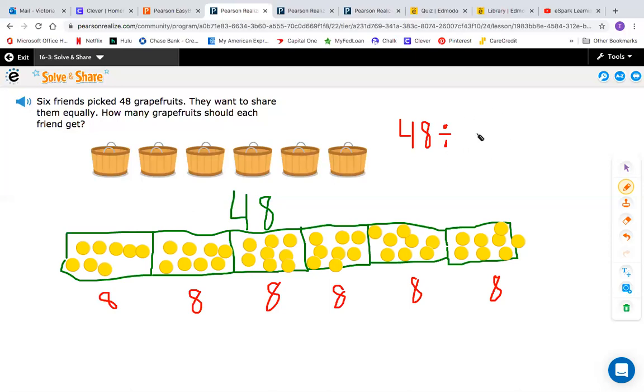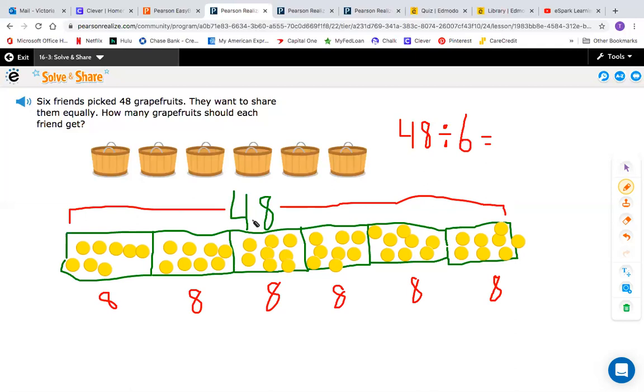So when I said my second number has to be the amount of groups I have, I have 1, 2, 3, 4, 5, 6. I have 6 groups. So that's my second number, 48 divided by 6. Now remember, 48 is my total. I can't have more than 48 because that's my biggest number, right?